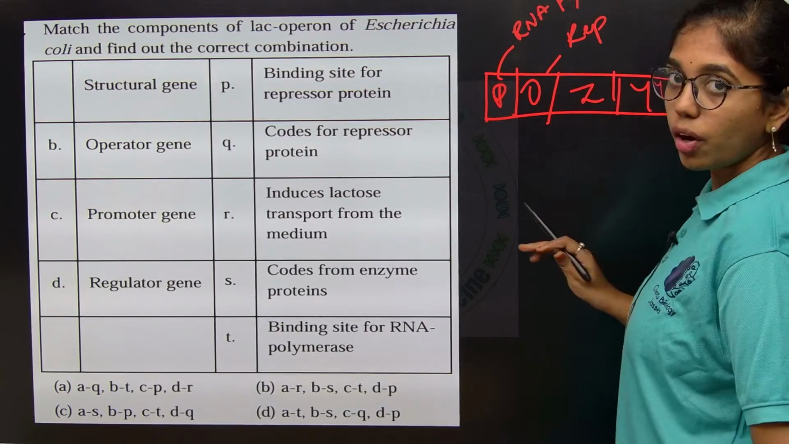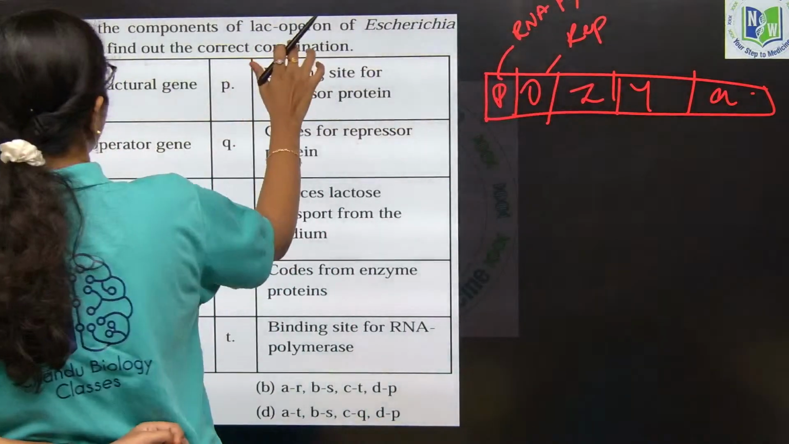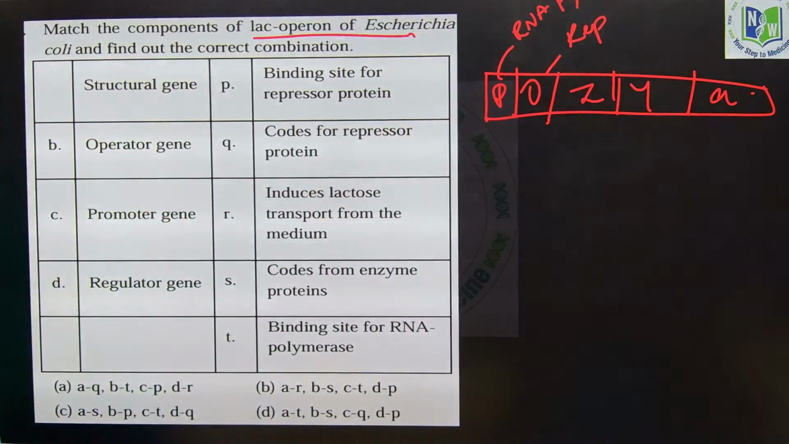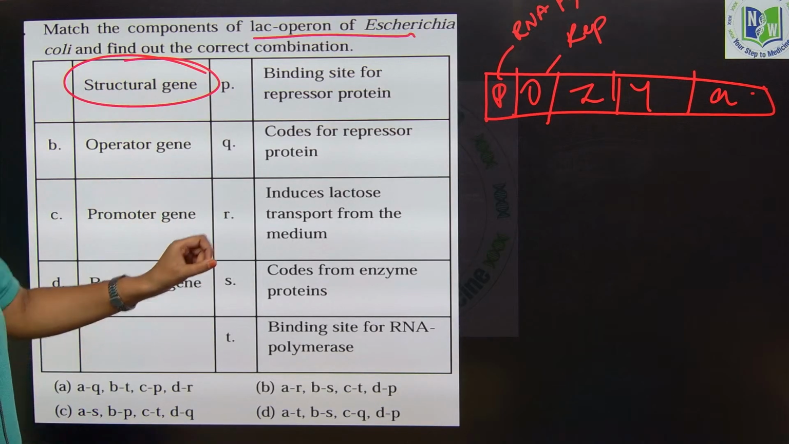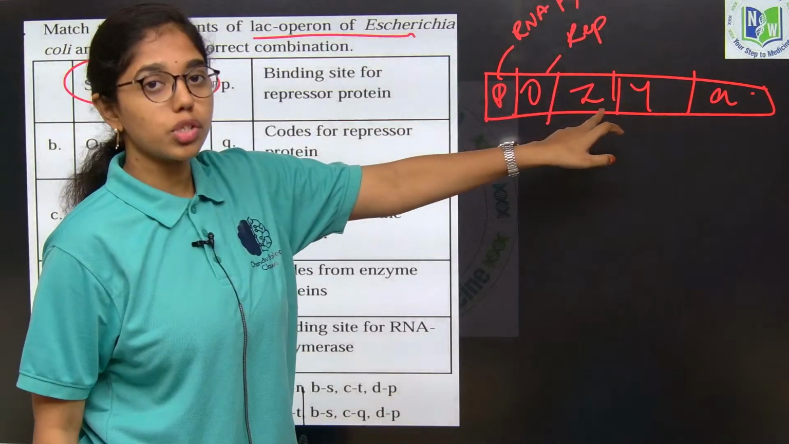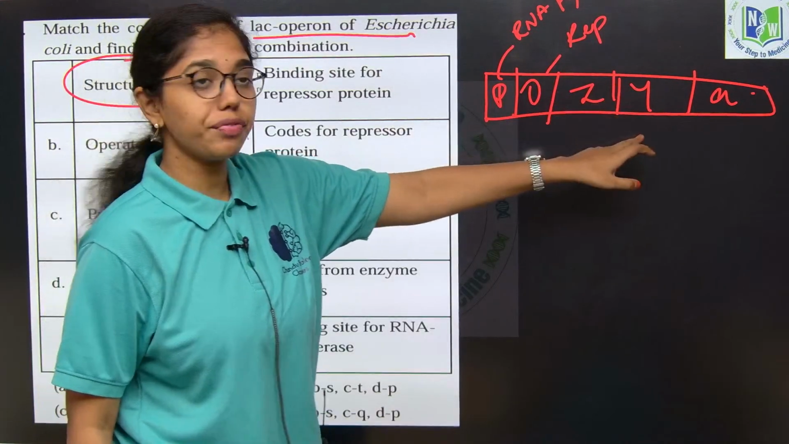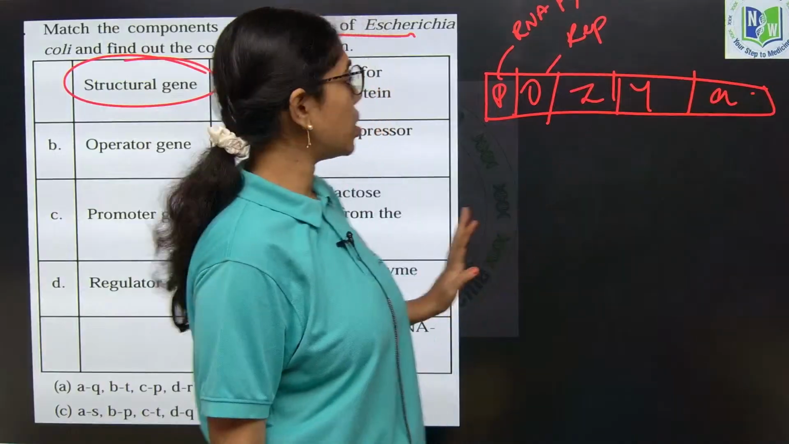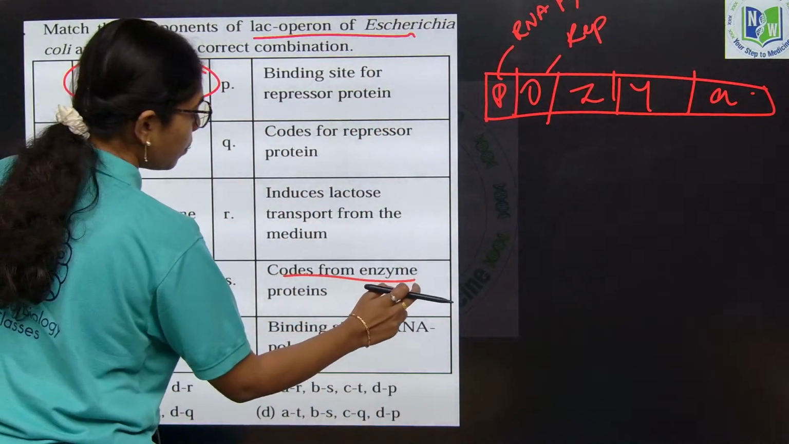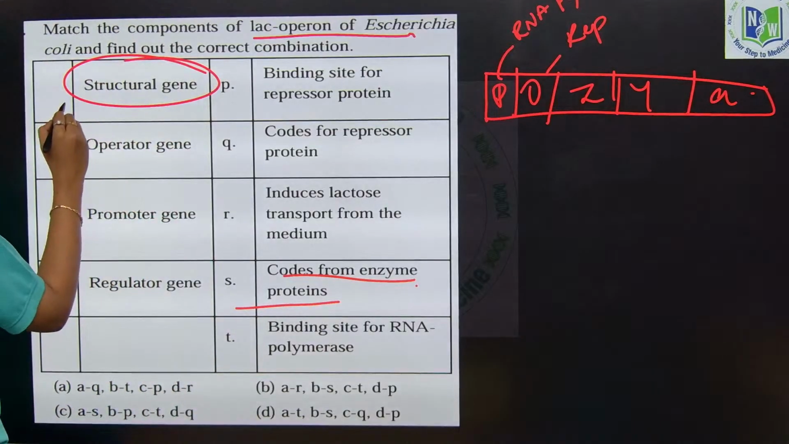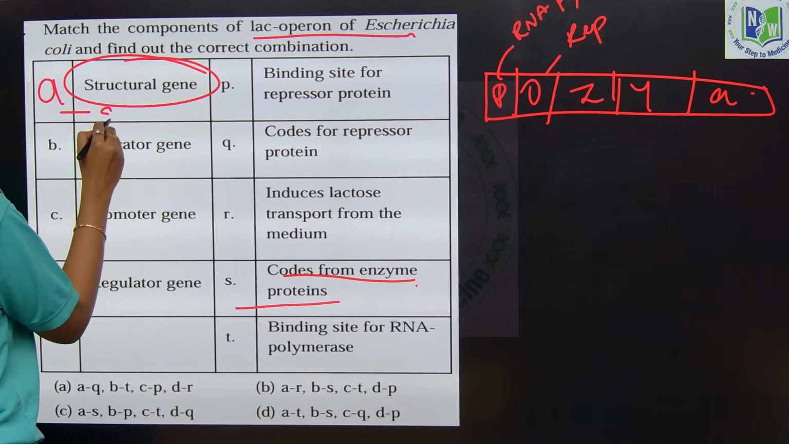and A. Okay. So, here are the components of the lac operon in E. coli, find the correct combination. Structural gene will code for what? Enzymes, be it Z, Y, A. Z codes for beta galactosidase, Y for permease and A for transacetylase. So, structural genes code for enzyme proteins. So, A will be S.